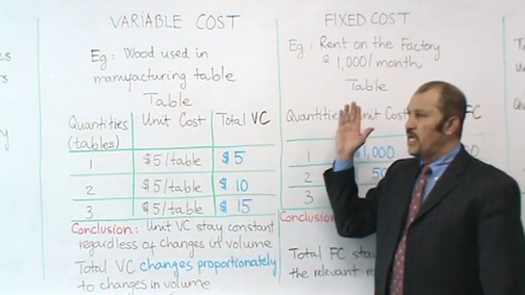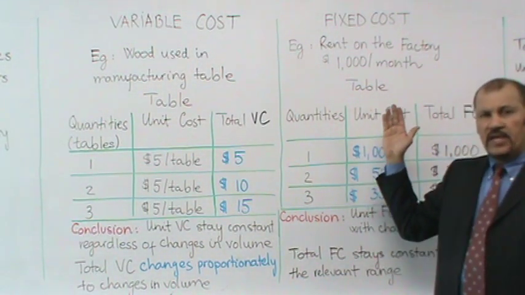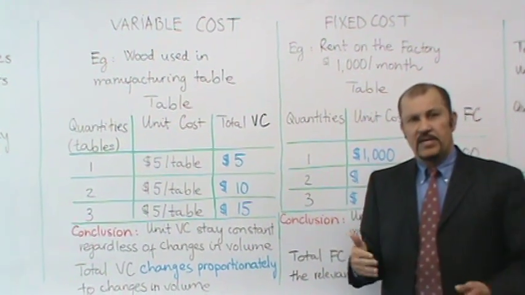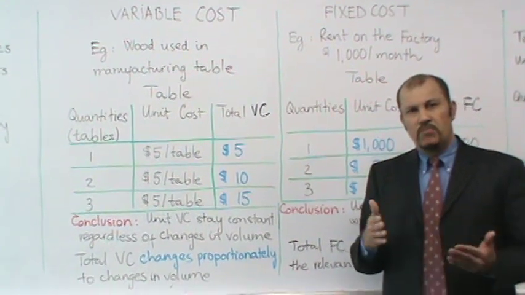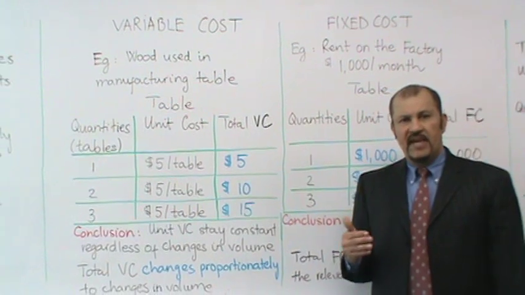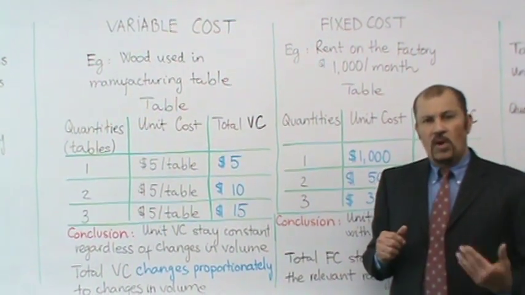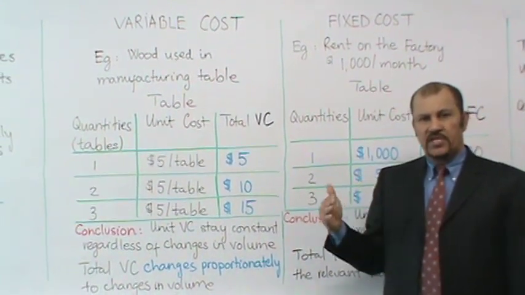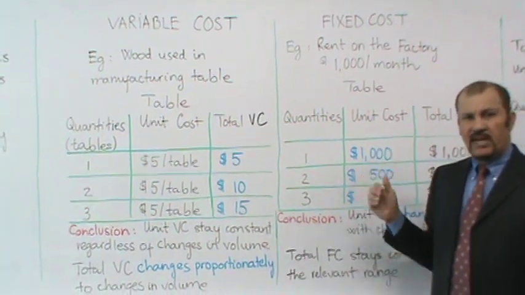Okay, let's turn our attention now to fixed costs. So if we assume that the fixed cost we have is rent of $1,000 a month. So again, let's assume we will be paying rent of $1,000 a month. So if we have to pay rent at $1,000 a month, let's see what would be the behavior pattern of unit fixed costs and total fixed costs as we change the volume of tables manufactured.